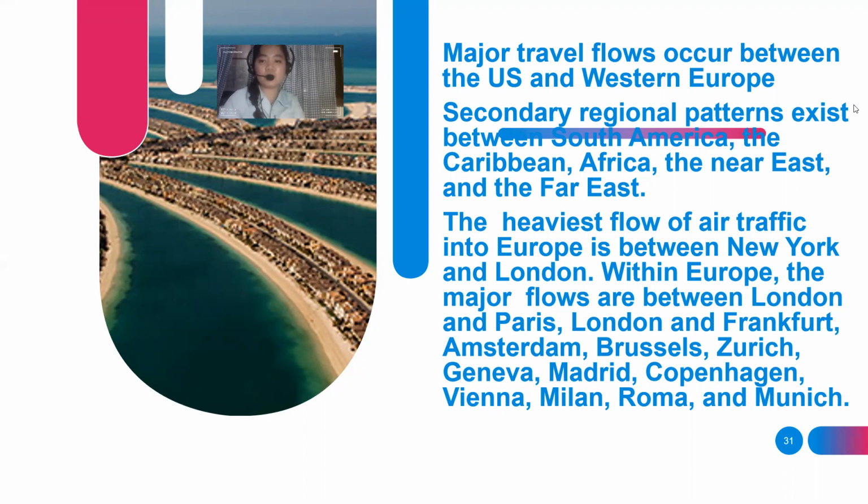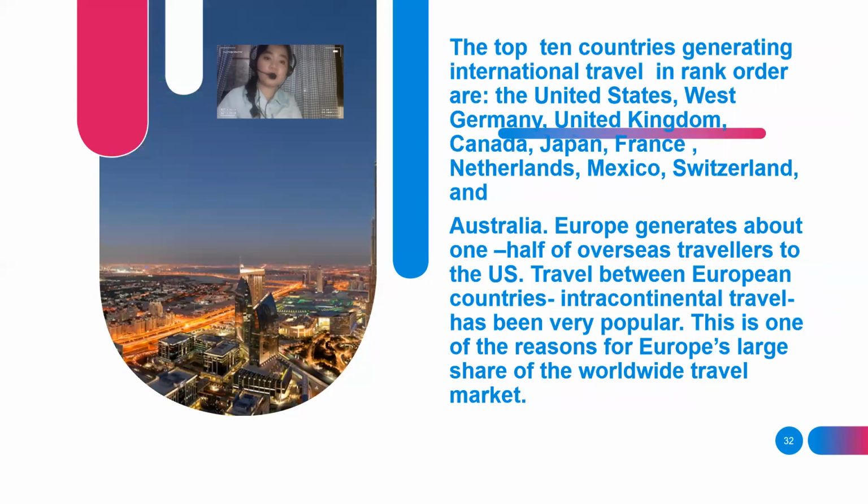Okay, within Europe, the major flows are between London and Paris, London and Frankfurt, Amsterdam, Brussels, Zurich, Geneva, Madrid, Copenhagen, Vienna, Milan, Rome, and Munich. So when it comes to intercontinental travel, within the continent of Europe there is heavy air traffic, because some of them travel not only by Eurail but also by plane. Most of the countries within Europe have a large influx of travel flows from the following countries. Of course, it's no surprise, because these are very popular countries that offer great food and numerous tourist attractions that can really attract or encourage tourists to visit.